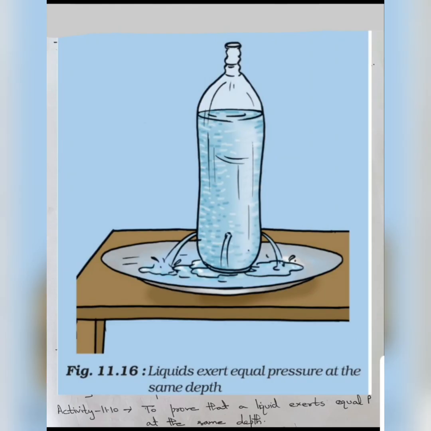Discuss activity 11.10 to prove that liquid exerts equal pressure at the same depth. For this activity we will take a plastic bottle, and in this plastic bottle we will make 4 holes at the same height from the base, and apply adhesive tape on these holes. Fill this bottle with water. After filling the bottle with water, we remove the adhesive tape.